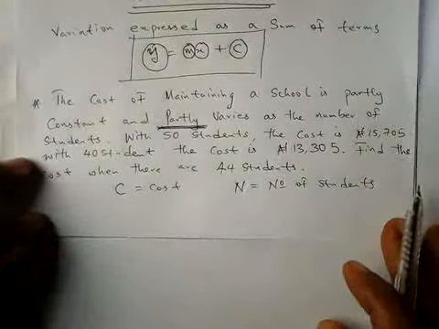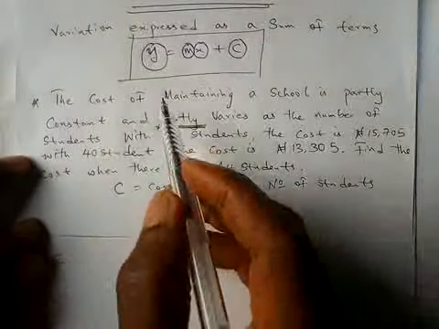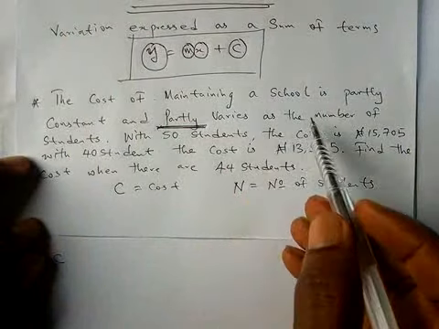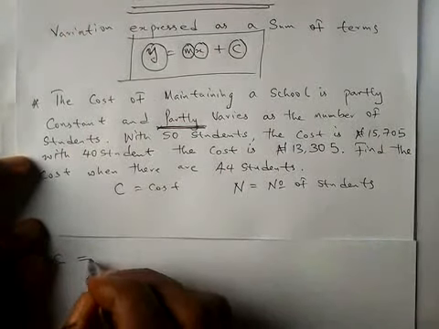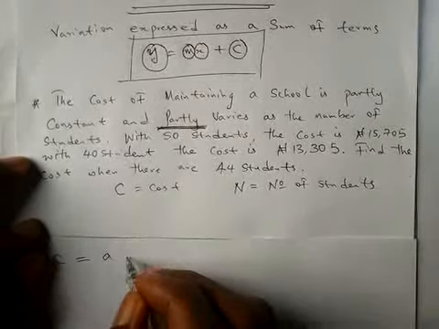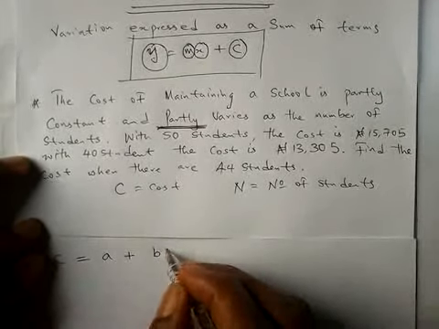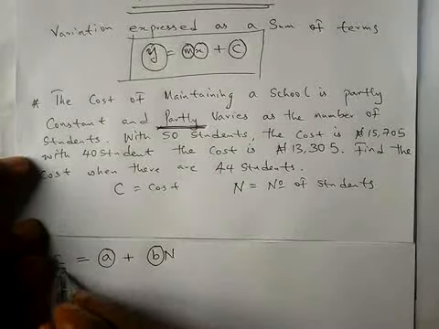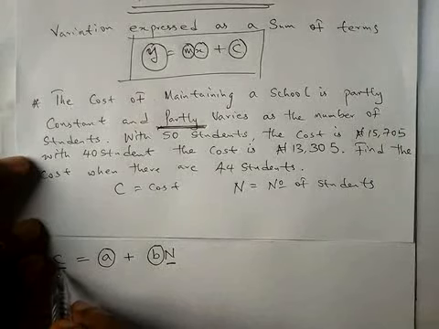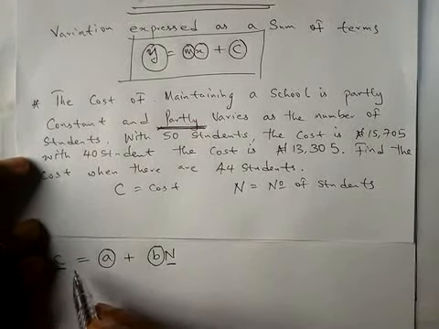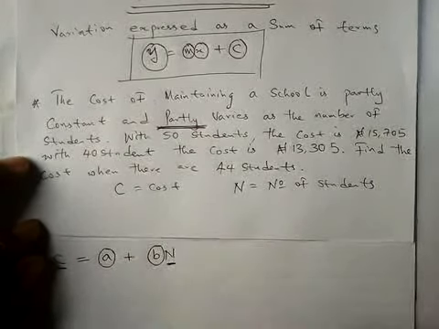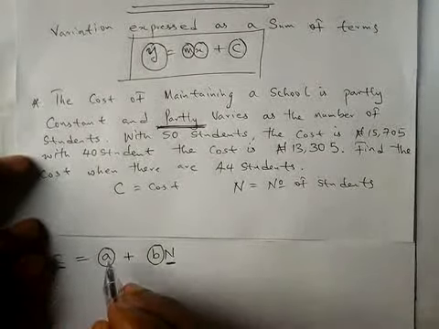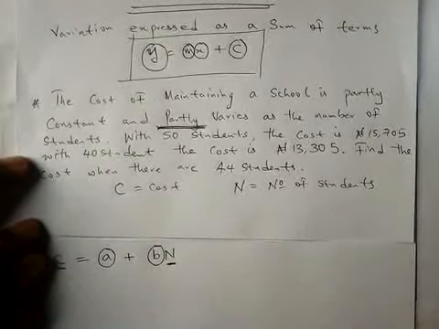So let's express it. It says the cost C of maintaining a school is partly constant and partly varies as the number of students. So C is equal to A plus BN, where this is our first constant and this is our second constant. C is cost, N is the variable, because C is partly constant and partly varies as the number of students, N. This is exactly how it always looks in partial variation. You always have two constants. It looks this way every time.